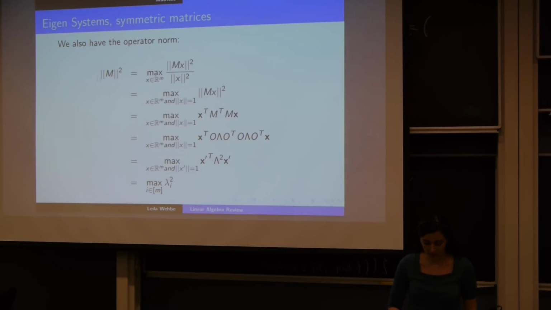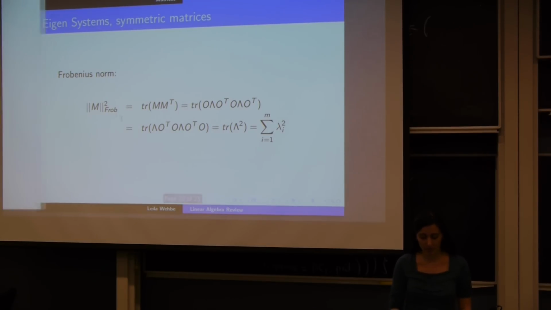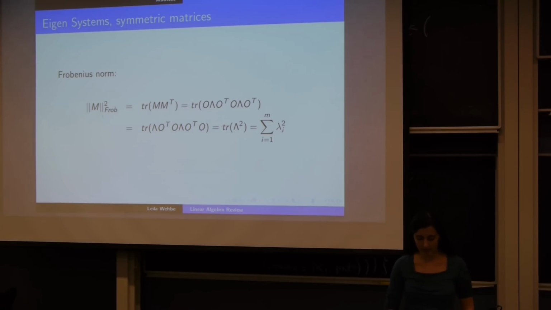For the operator norm with a symmetric matrix, we end up having that the norm of M is actually the maximum eigenvalue, squared, of that matrix. And the Frobenius norm ends up being the sum of the squared eigenvalues of that matrix for a symmetric matrix.